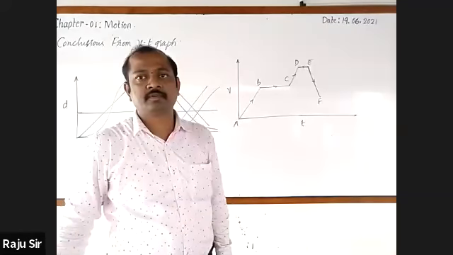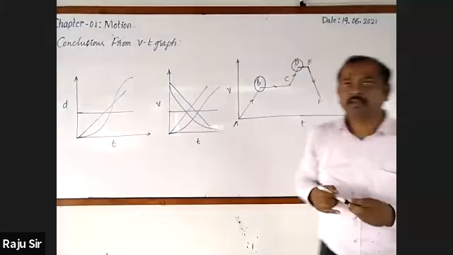B, C, D. B and D. You tell the points. No, wrong. Akshay: B and D. Point B and point C. Very good. Point B and point D. Point B and point E.